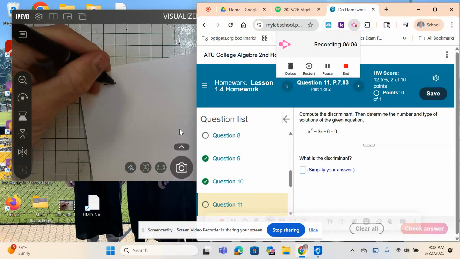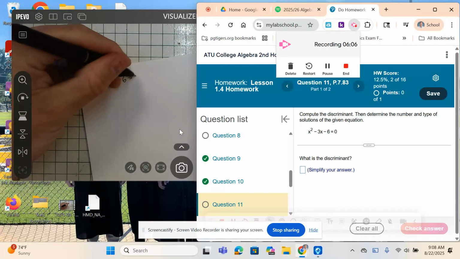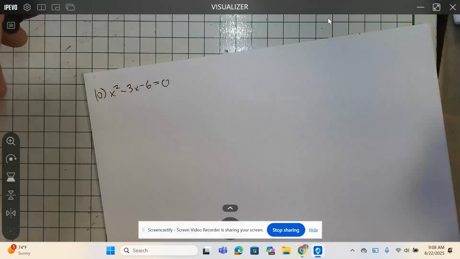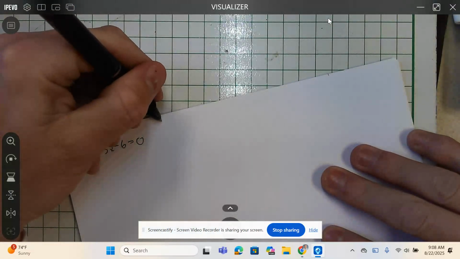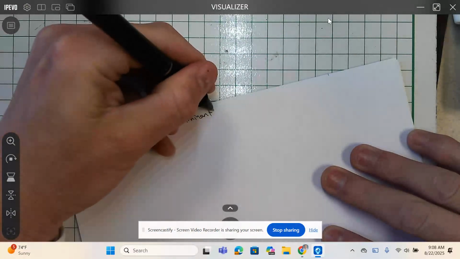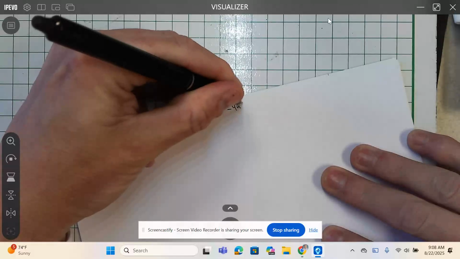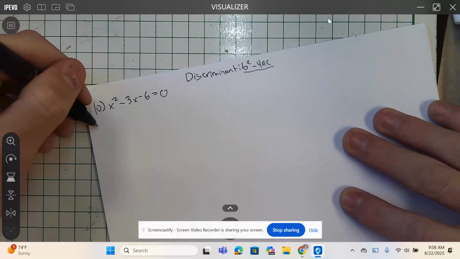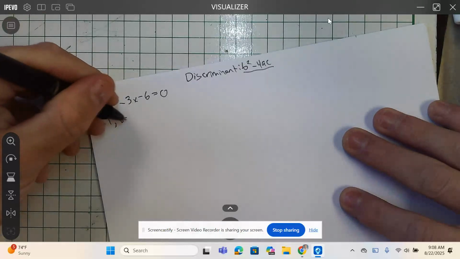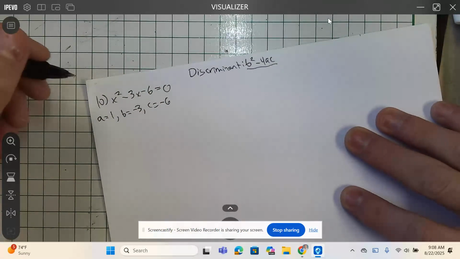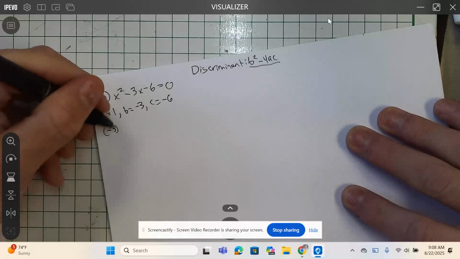All right, now compute the discriminant. X squared minus 3x minus 6 equals 0. The discriminant is b squared minus 4ac, okay? So that's the discriminant. So you identify a, b, and c, and plug it into b squared minus 4ac.